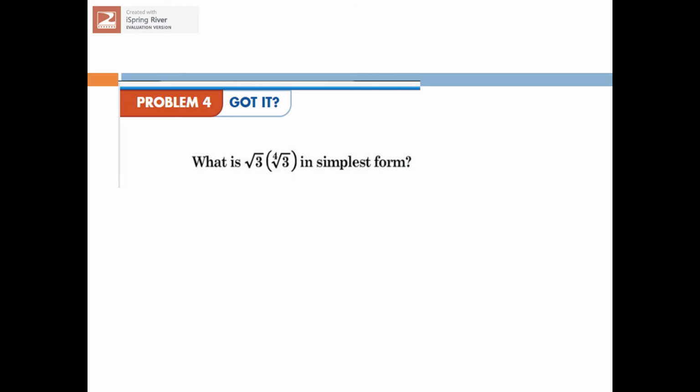Okay, let's answer got it 4. Question. What is square root of 3 times the fourth root of 3 in simplest form? I'll give you a chance to answer. I will give you 10 seconds to answer this question. Timer starts now.